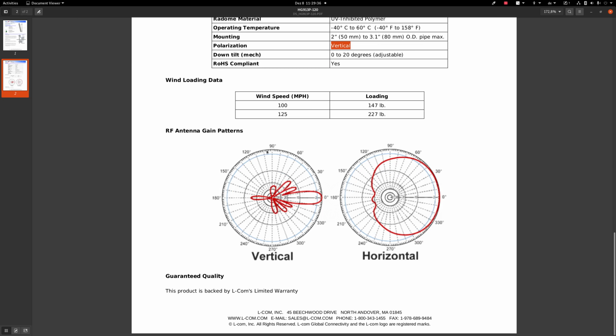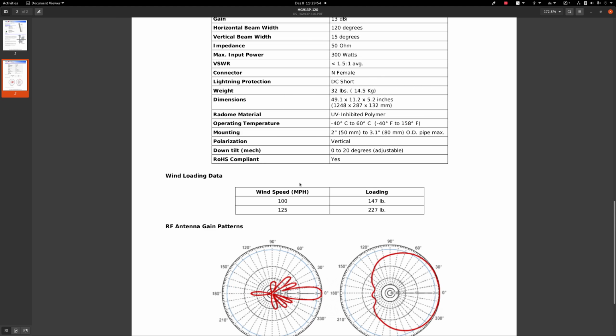Down here we see the radiation pattern, vertical and horizontal. I could also call this one elevation, and this one azimuth. It would be the same as calling it vertical and horizontal. Good.